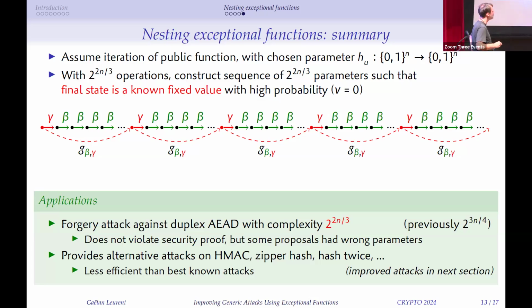We show that it can be used on HMAC, the zipper hash, or hash twice. But unfortunately, this attack has complexity 2 to the 2n/3. And for those constructions, there are already better attacks known. So it doesn't improve the state of the art, but it's like an alternative attack. And maybe this tool can be used in other places to improve the state of the art.